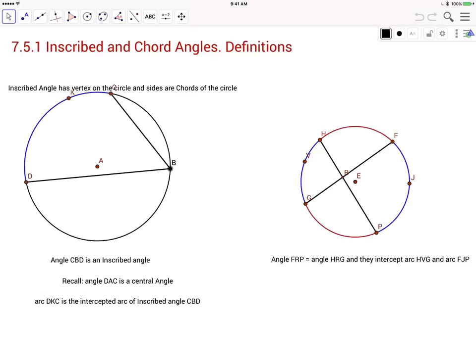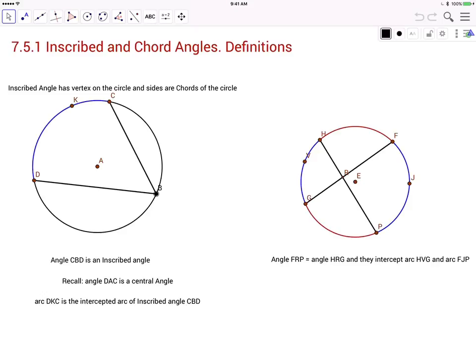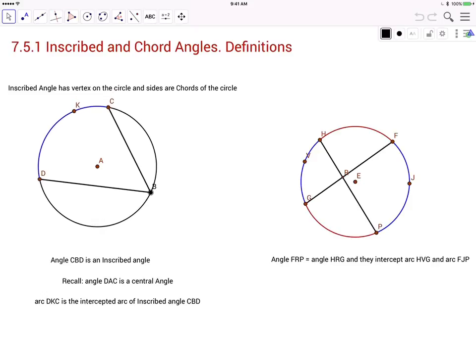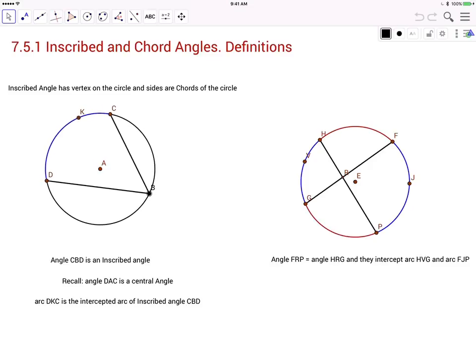So the vertex of B is on the circle, and what's interesting is that this is simply different from a central angle, where the vertex would be the center of the circle, right? In this case, the vertex angle is actually on the circle and goes over to C. It's created by two chords, chord CB and chord DB, which create an inscribed angle, so angle CBD, this angle right here, is an inscribed angle.